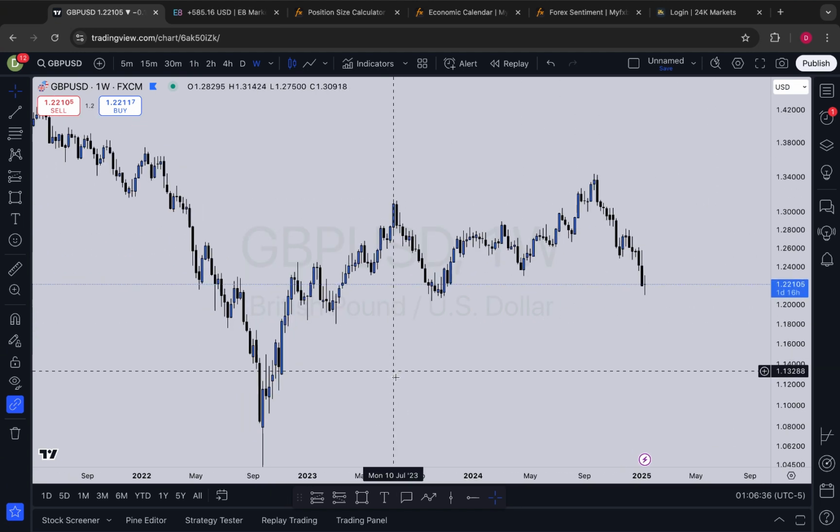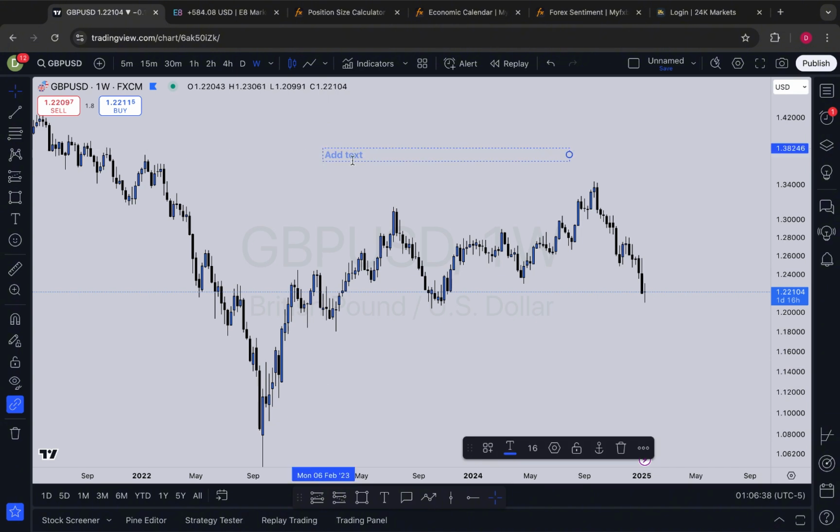So support and resistance. What is support? Support equals an area that price stays above. Let me see, I got my notes with me. Let me just see if that's good enough. An area that price stays above, okay, acts as a floor.